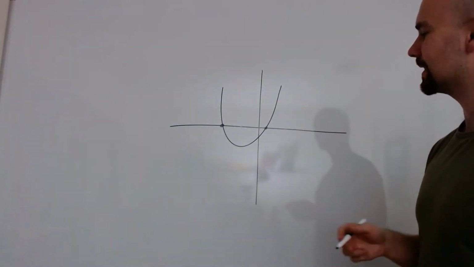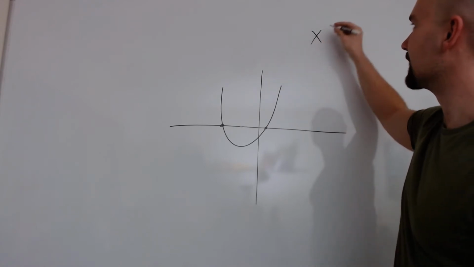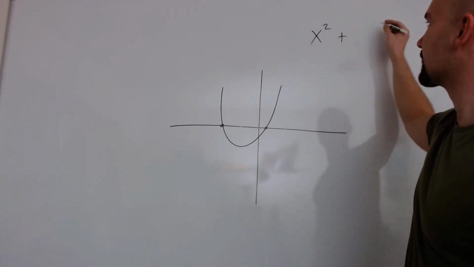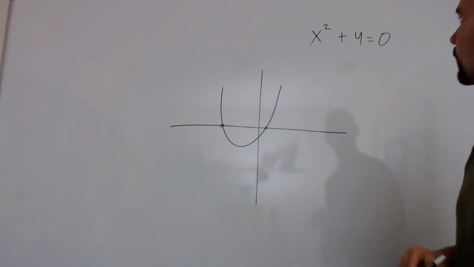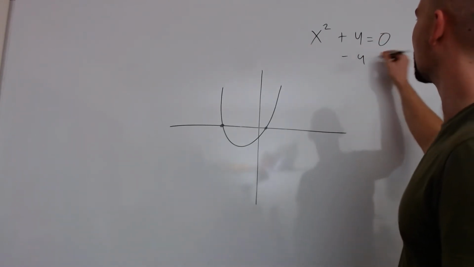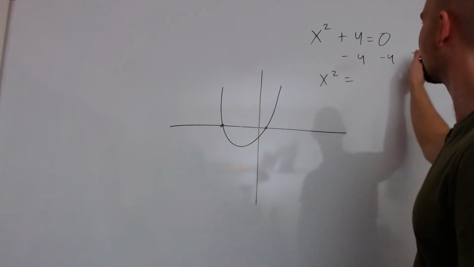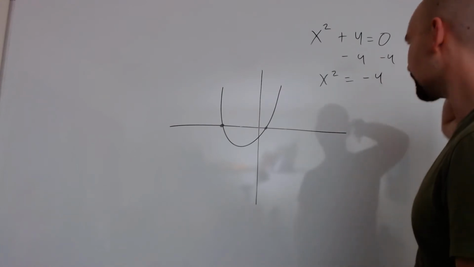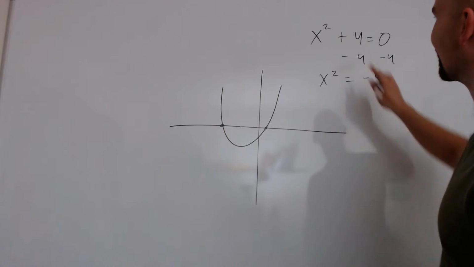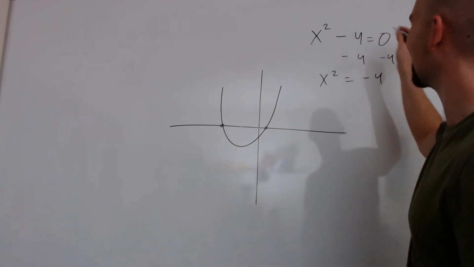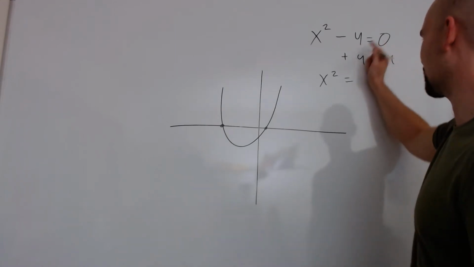And this is because if I have something like this, x squared plus 4 equals 0, put it in standard form, subtract 4 on both sides, x squared equals negative 4. Shoot, I did that wrong. x squared minus 4 equals 0. Add 4 to both sides, and then x squared equals 4.